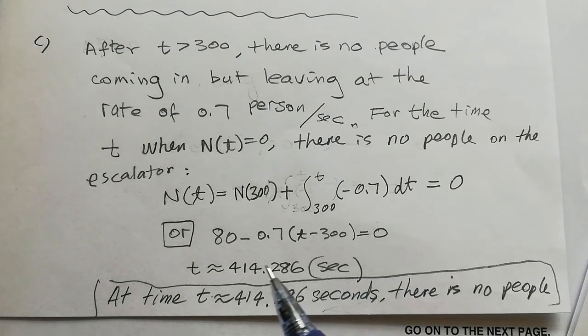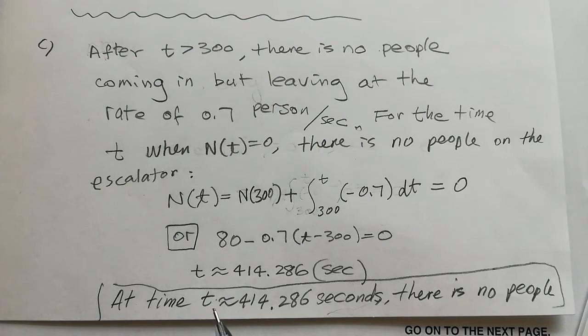When you simplify this equation, you will get 80 minus 0.7 times (t minus 300) equal to 0. Solving this equation gives you t equal to 414.286 seconds. That is, at a time t equal to 414.286 seconds, there's nobody in line. Obviously, when t is greater than this number, there's nobody in line also. So this is the smallest number for t that there's no people in line.